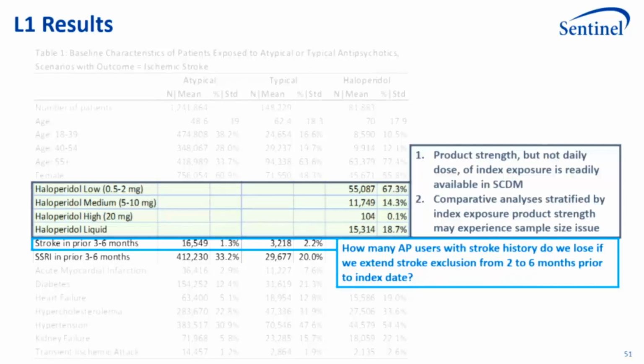So we can use stroke in prior 3 to 6 months, or negative 61 days all the way back to negative 183 days. This gives you a rough sense of up to how many antipsychotic users with stroke history we lose if we extend the stroke exclusion all the way from 2 to 6 months prior to the index date.